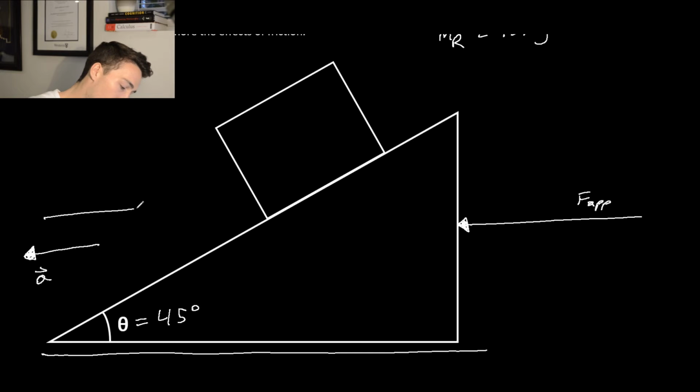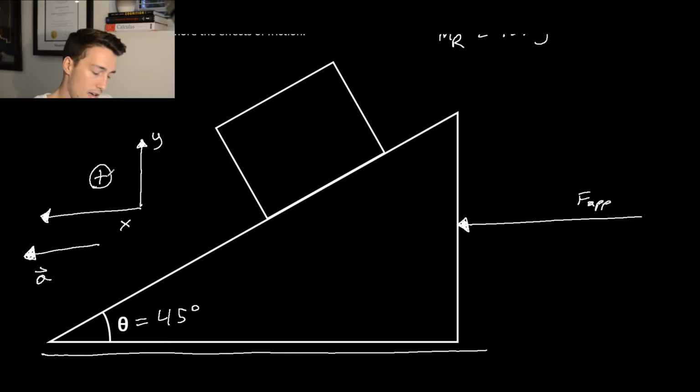So if it's accelerating that way, I'm going to define my coordinate system to be in that direction. I'm going to say that's x, and this is going to be y, and that is the positive direction. So upwards is y, and to the left is positive x. So now we can draw our forces, so our free body diagram.